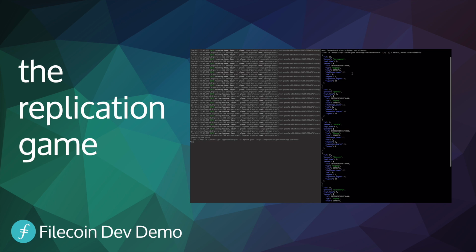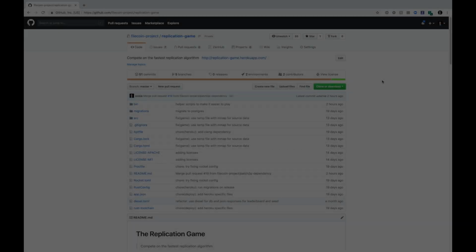The Replication Game is a competition designed to find improvements, optimizations, and bugs in proof-of-replication or PoRep constructions. You can outperform other participants in the game by making improvements upon the existing replication algorithm and by making hardware optimizations. The goal is to submit the fastest replication time to the game server.